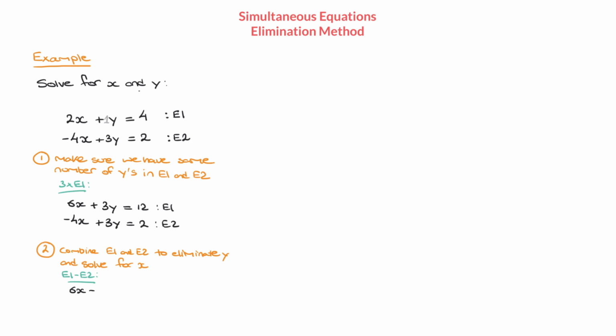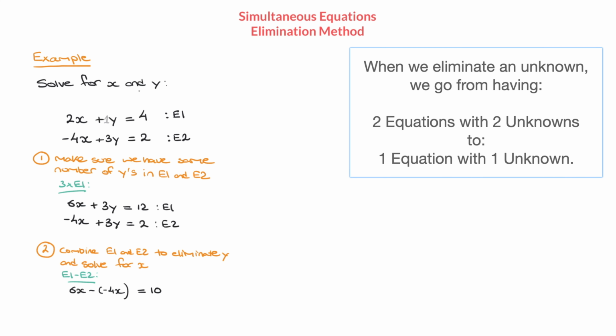I'll have 6x minus negative 4x plus 3y minus 3y. Well, 3y minus 3y, that's 0y, which is just 0, and so I won't bother writing that. And so that will equal the difference of the right-hand sides, which will be 12 minus 2, which is 10. Notice that at this stage, we've just gone from having two equations with two unknowns to one single equation with just one unknown. So we can solve this.